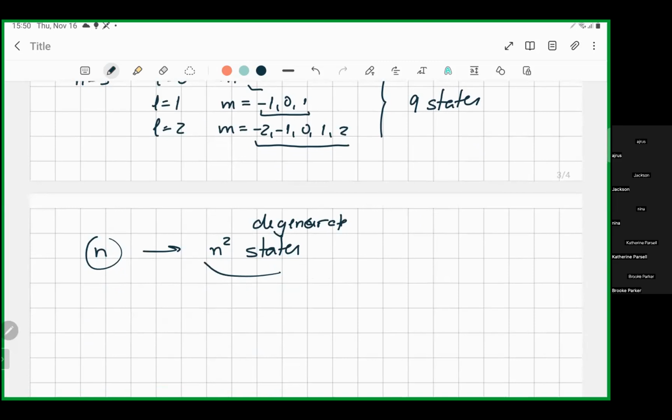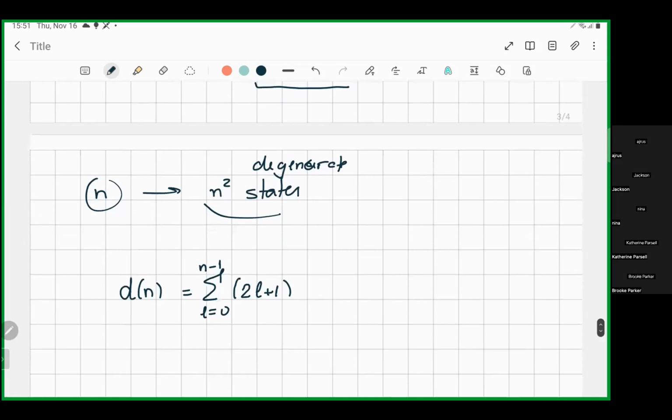How? You would say, okay, for a given L, we concluded that we have 2L plus 1 possible values of M. But for a given n, my L can go from 0 all the way to n minus 1. So this gives me how many degenerate states we have, this sum. And this is a sum that you played with in the past. Now, this is an arithmetic series sum.